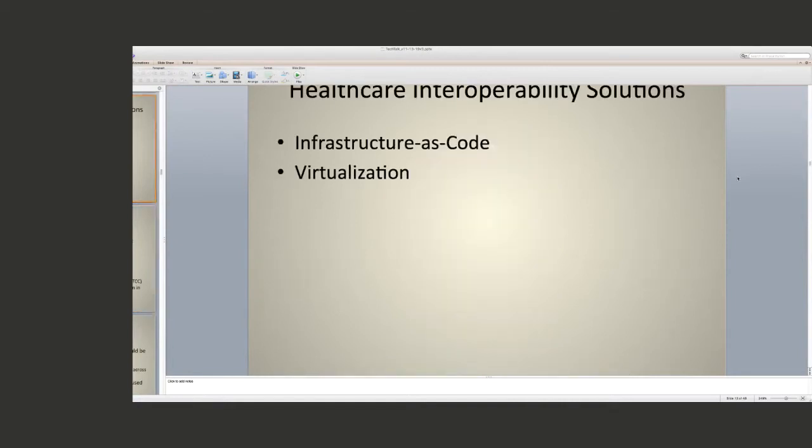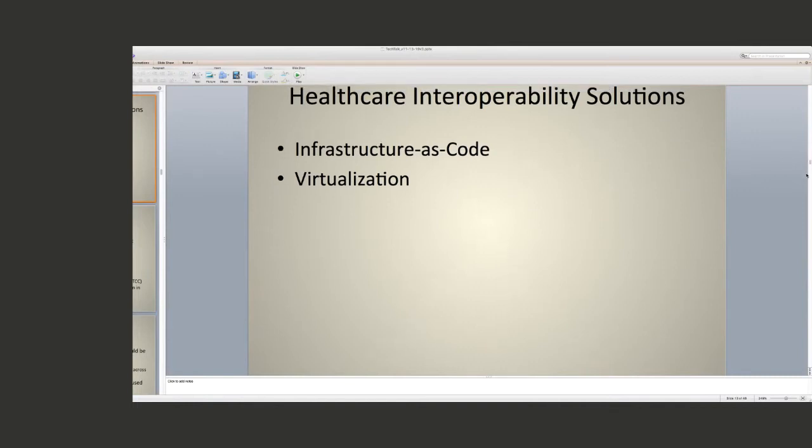I would say that healthcare has the same type of issue, and that virtualization and infrastructure as code is a way of dealing with this big endian, little endianness across healthcare systems that are, in essence, creating data silos.